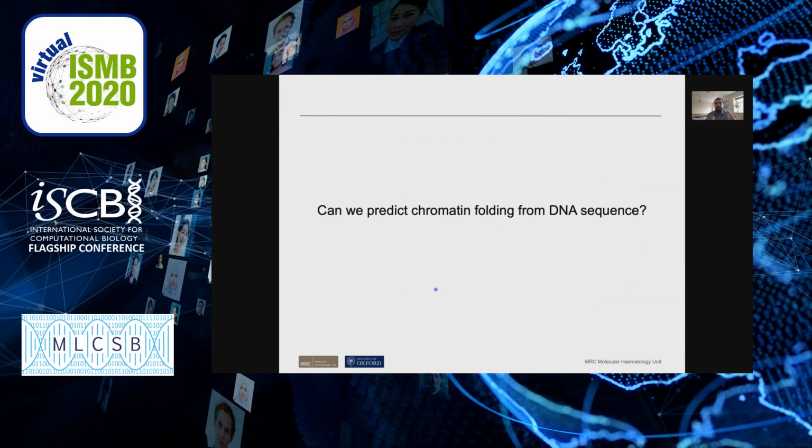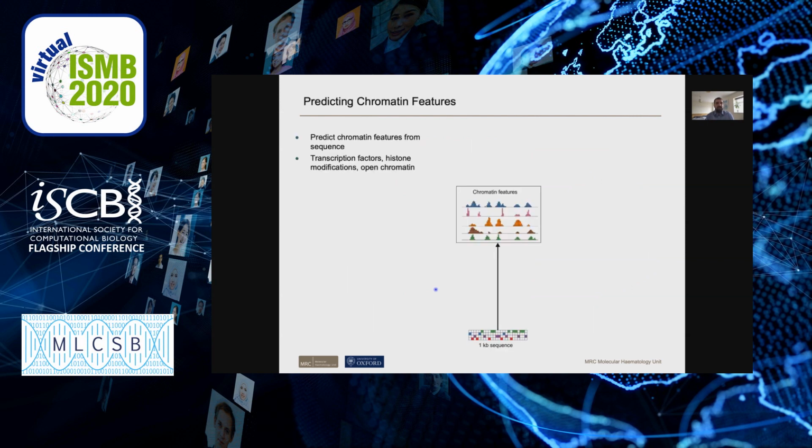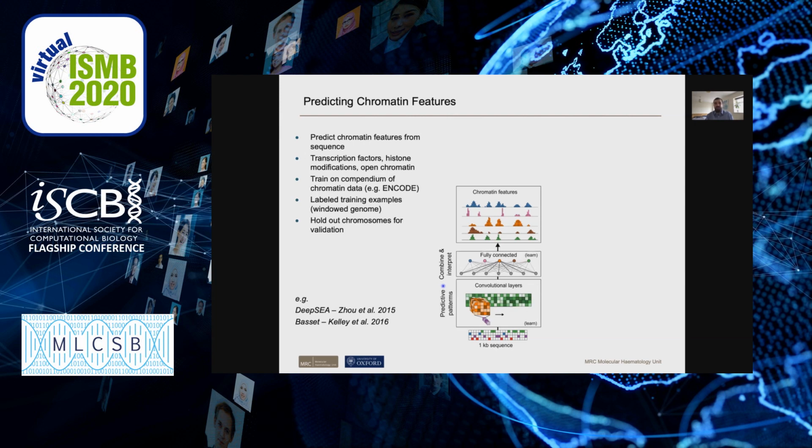We asked how much of the structure is actually predictable from the DNA sequence itself. Why did we think we could do that? Because we know that we can predict chromatin features very well, meaning things like chromatin accessibility, histone modifications, transcription factor binding sites, and so on. What we usually do is take about 1 kb of DNA sequence and use, for example, convolutional neural networks with max pooling and ReLU, and a whole compendium of chromatin data, such as from ENCODE and Roadmap, and then predict the probability of the 1 kb sequence to be associated with all of those features.